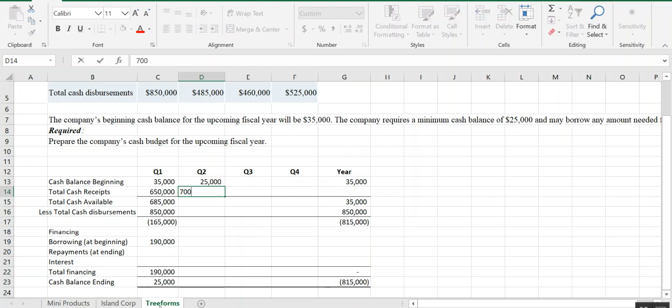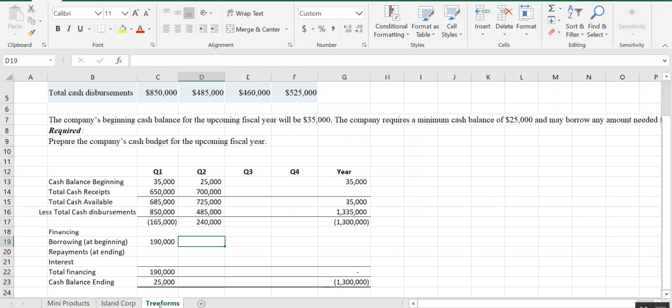We add the cash receipts, 700,000. Cash disbursements, well, I'm going to total those first. Cash disbursements of 485,000. And we subtract those out, we get a $240,000 balance. Well, since we have enough cash right now, we can pay that financing charge back.